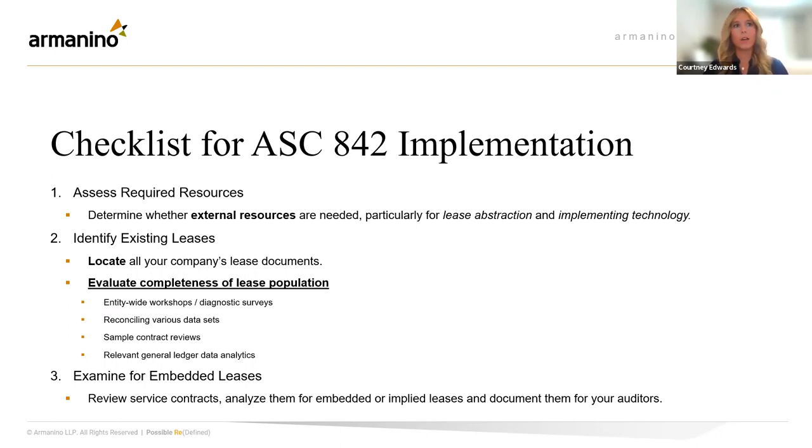Another one I want to touch on is the GL analytics. I highly, highly recommend this if your team has not done this already. This would be reviewing the AP subledger for recurring expenses, and reviewing P&L accounts for recurring expenses that could really help identify leases not previously known. There have been multiple instances where we've had clients perform this and identify additional leases outside of what was known to date. I think this is just a super helpful tool to make sure that you have a complete population of leases.